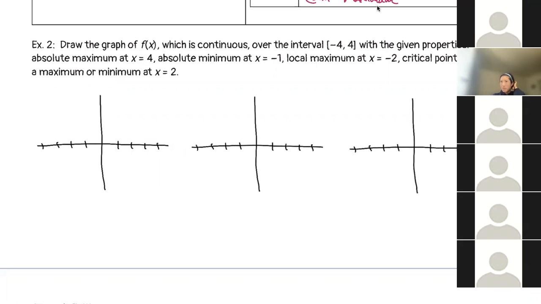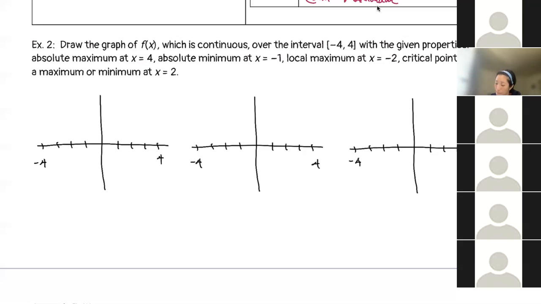Okay, maybe like 3 different ones. Each hash mark along the x-axis is counting by 1. So that way we can get all the way to 4 and -4. All right. And the y-axis is intentionally not marked.